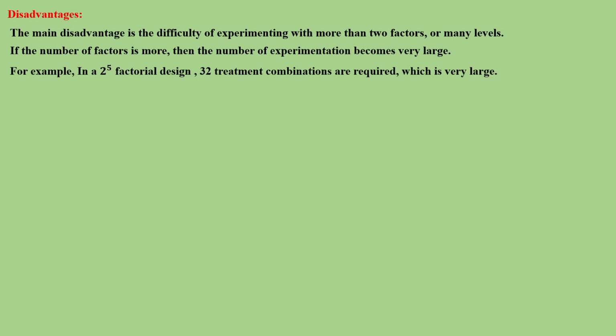That is 2 square means 2 by 2. 2 cube, 2 power 4, 2 power 5 are very difficult. It means it is very large, you have to prepare a very big table, then the calculation is very tedious, that is it. Thanks.